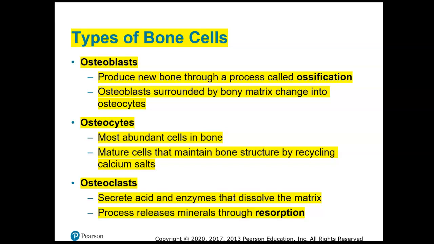Now, the bone cells are listed on this slide. The mature bone cells are called osteocytes. Osteo means bone and cyte means cell. These are the most abundant cells in bone, and they just maintain the bone matrix. Osteoblasts and osteoclasts are kind of opposites as far as their function. Osteoblasts produce new bone matrix, and that process is called ossification. After osteoblasts have surrounded themselves completely by bone matrix, they become osteocytes.